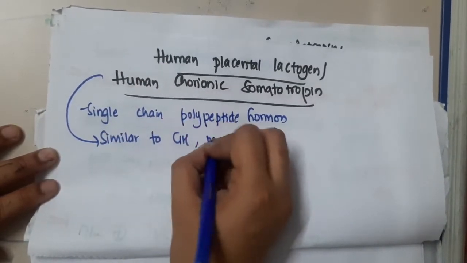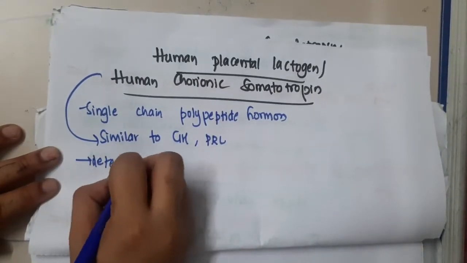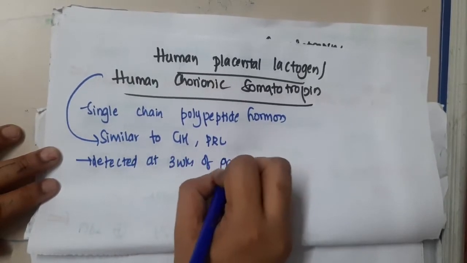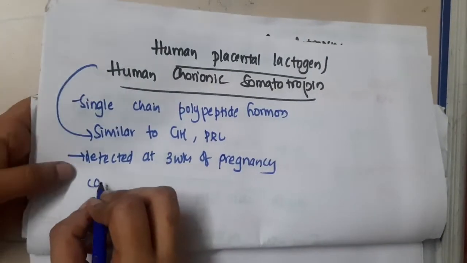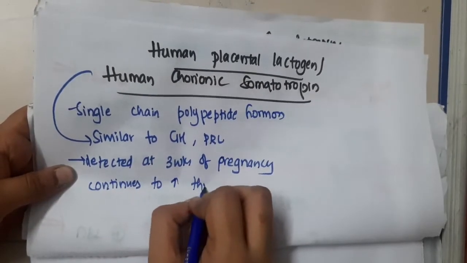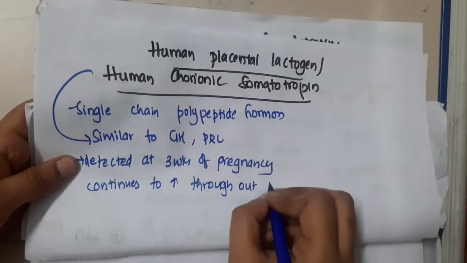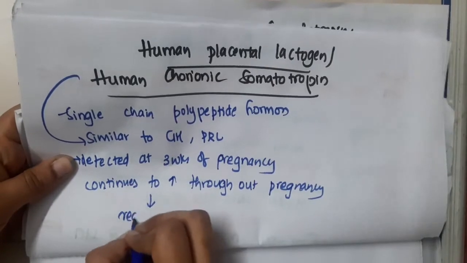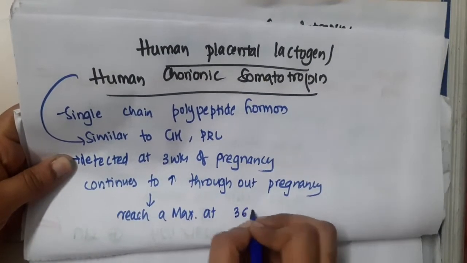growth hormone and prolactin. This human chorionic somatotropin is detected at 3 weeks of pregnancy, and it continues to increase throughout the pregnancy. It is detected at 3 weeks of pregnancy and continues to increase throughout the pregnancy, and then it will reach a maximum at 36 weeks.